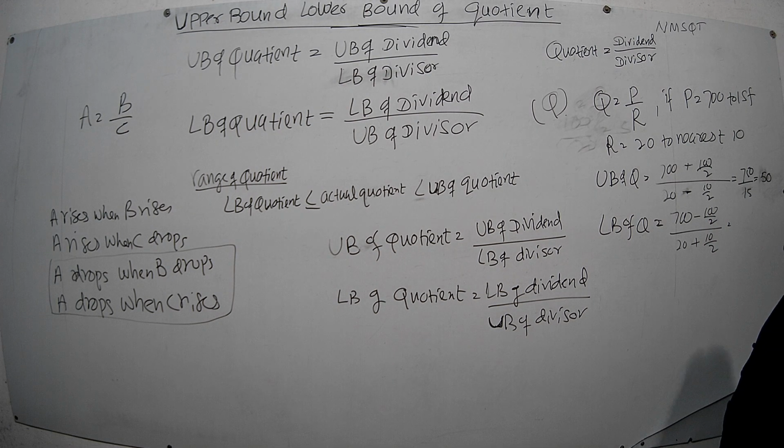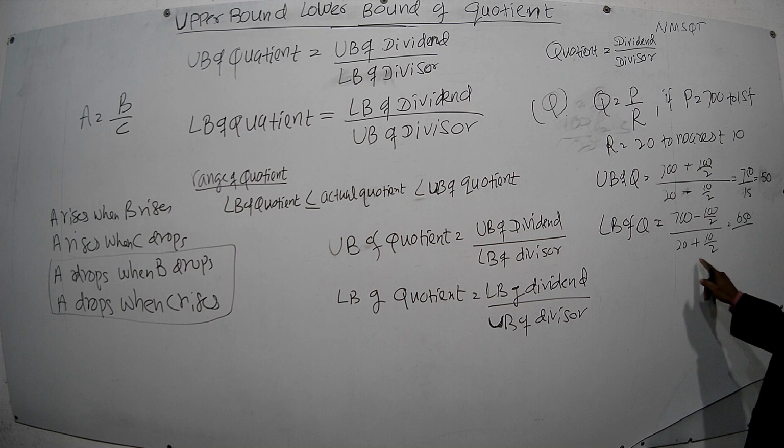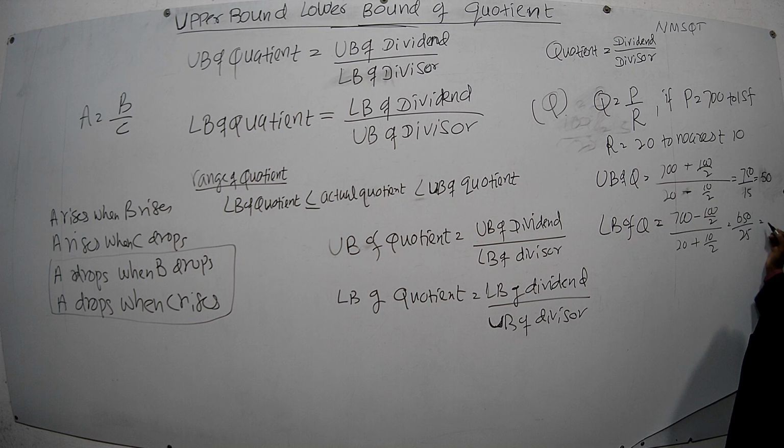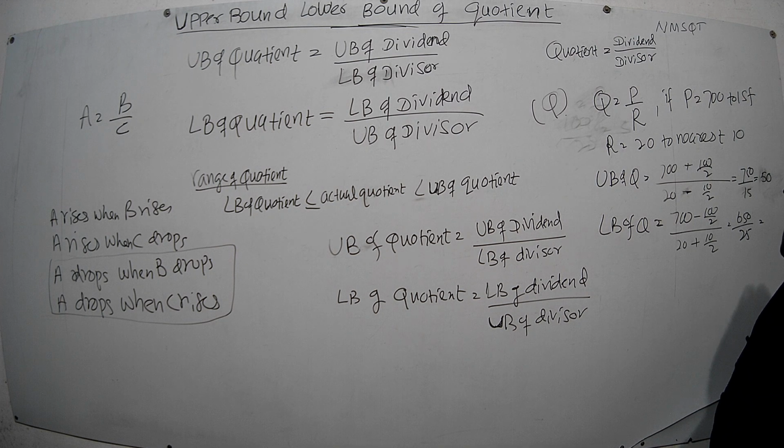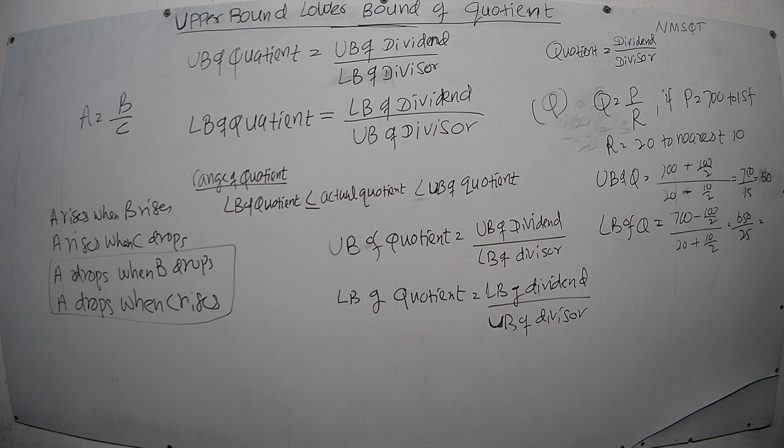Then 650 divided by 25. How can you write it? Divide 650 by 100: for 100, there are 4 25s. 4 times 6 is 24, and 24 plus 2 is 26. The lower bound of the quotient is 26.